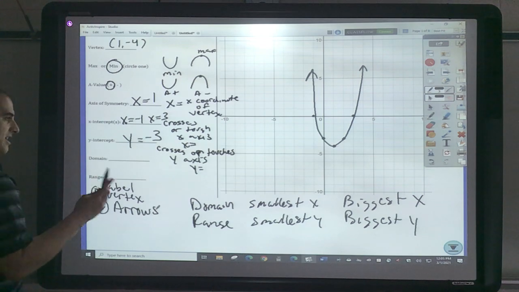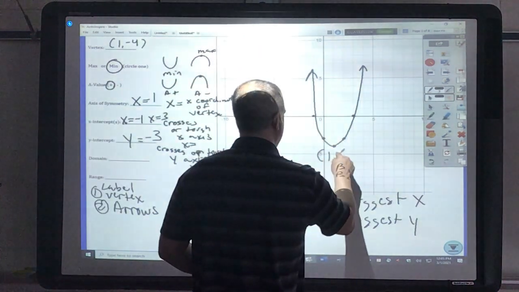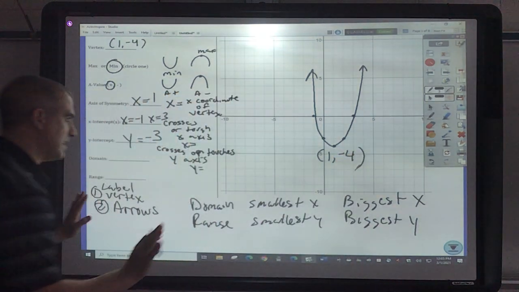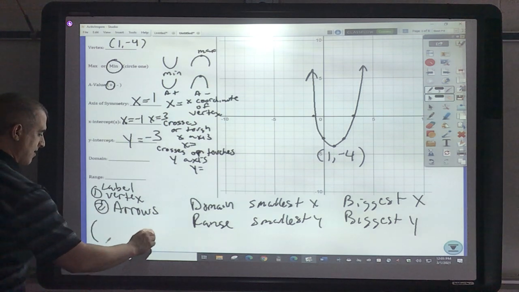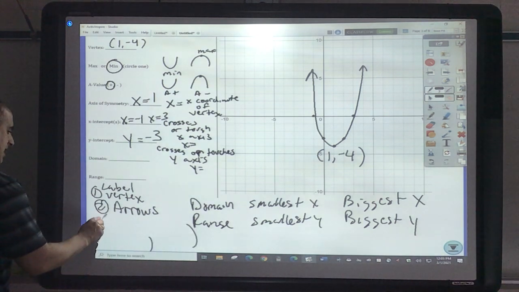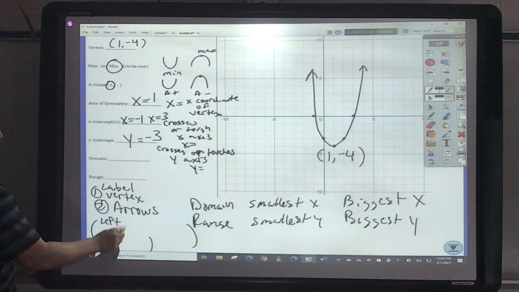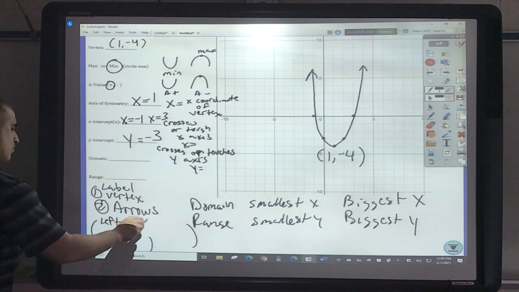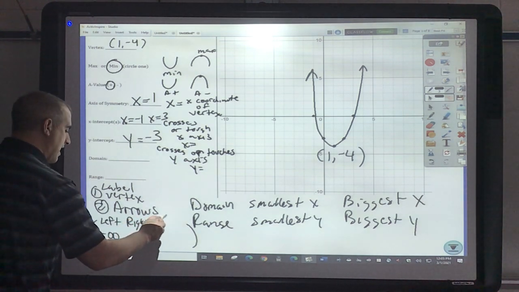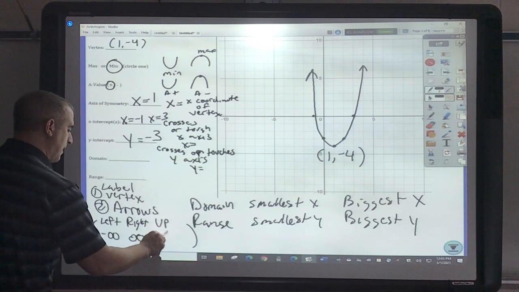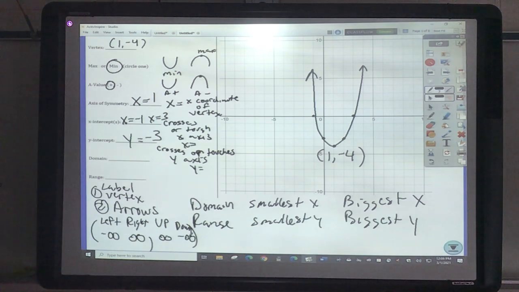All right? Now, the arrows are the trickiest part. My vertex is easy: 1, -4. Okay? That's easy. The arrows. Here's how you label your arrows, okay? If it's the left arrow, you put -infinity for the x coordinate. If it is a right arrow, you put +infinity for the x coordinate. If the arrow is going up, you put +infinity, and if the arrow is going down, you put -infinity, okay?